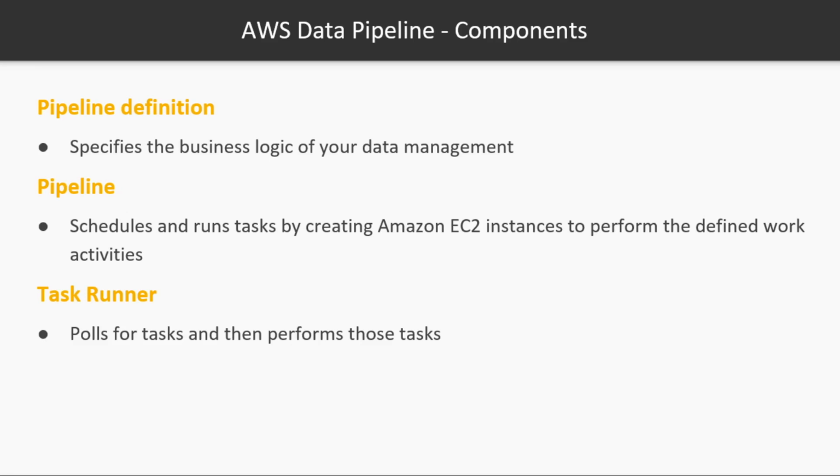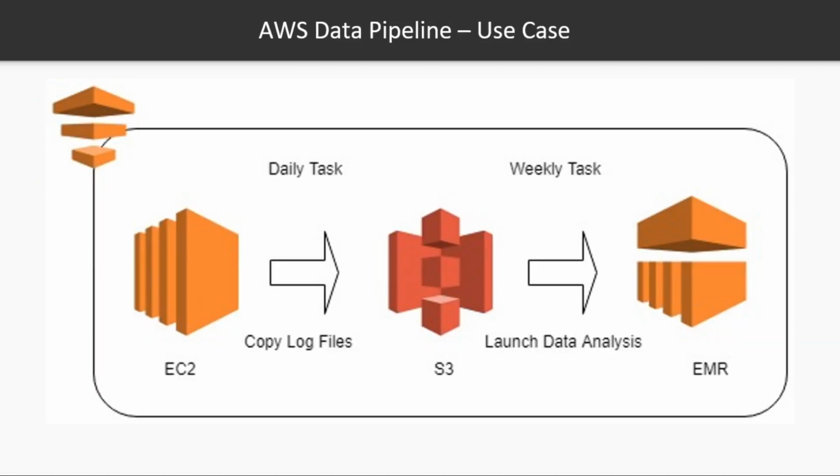Task Runner is installed and runs automatically on resources created by your pipeline definitions. You can also write a custom Task Runner application, or you can use the Task Runner application that is provided by AWS Data Pipeline. So here is a sample use case for an AWS Data Pipeline.